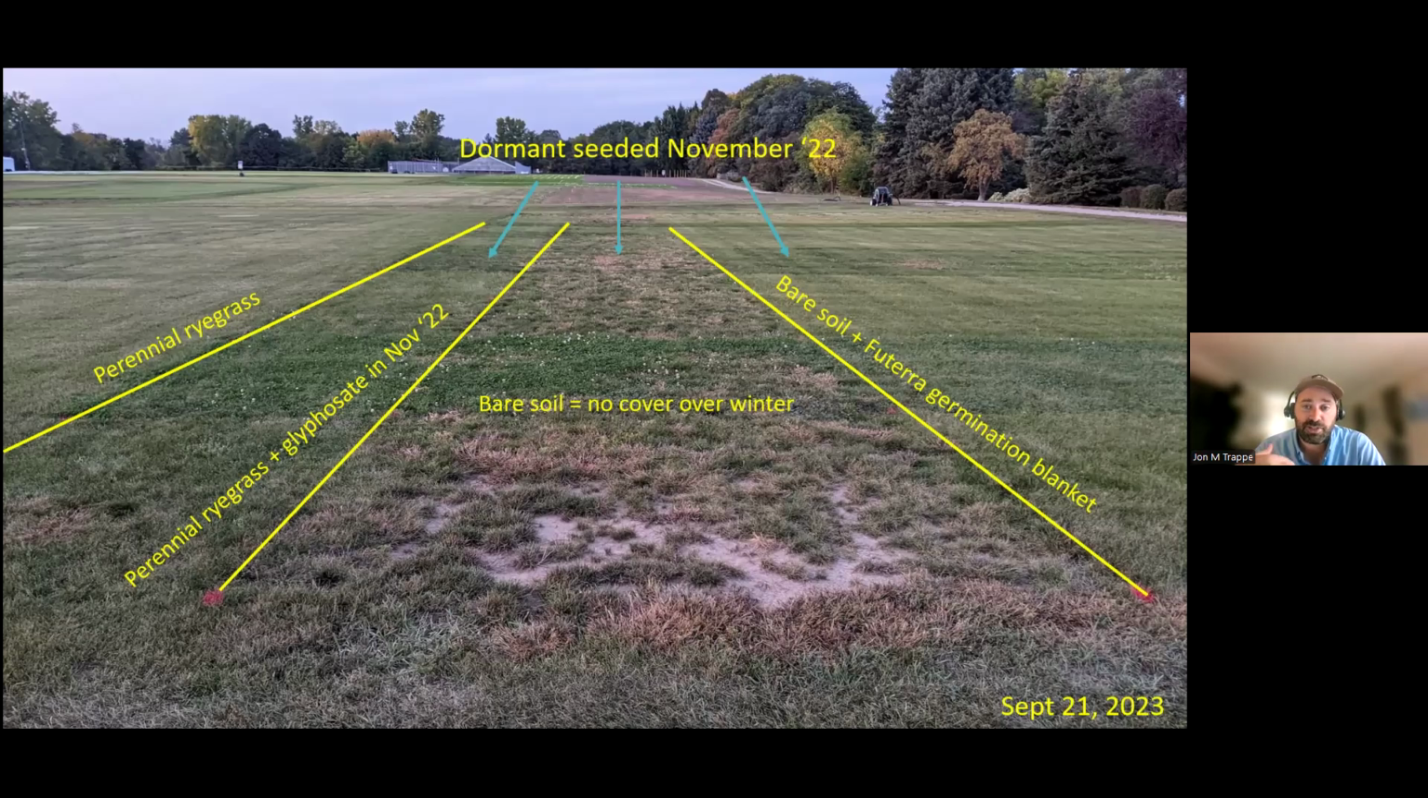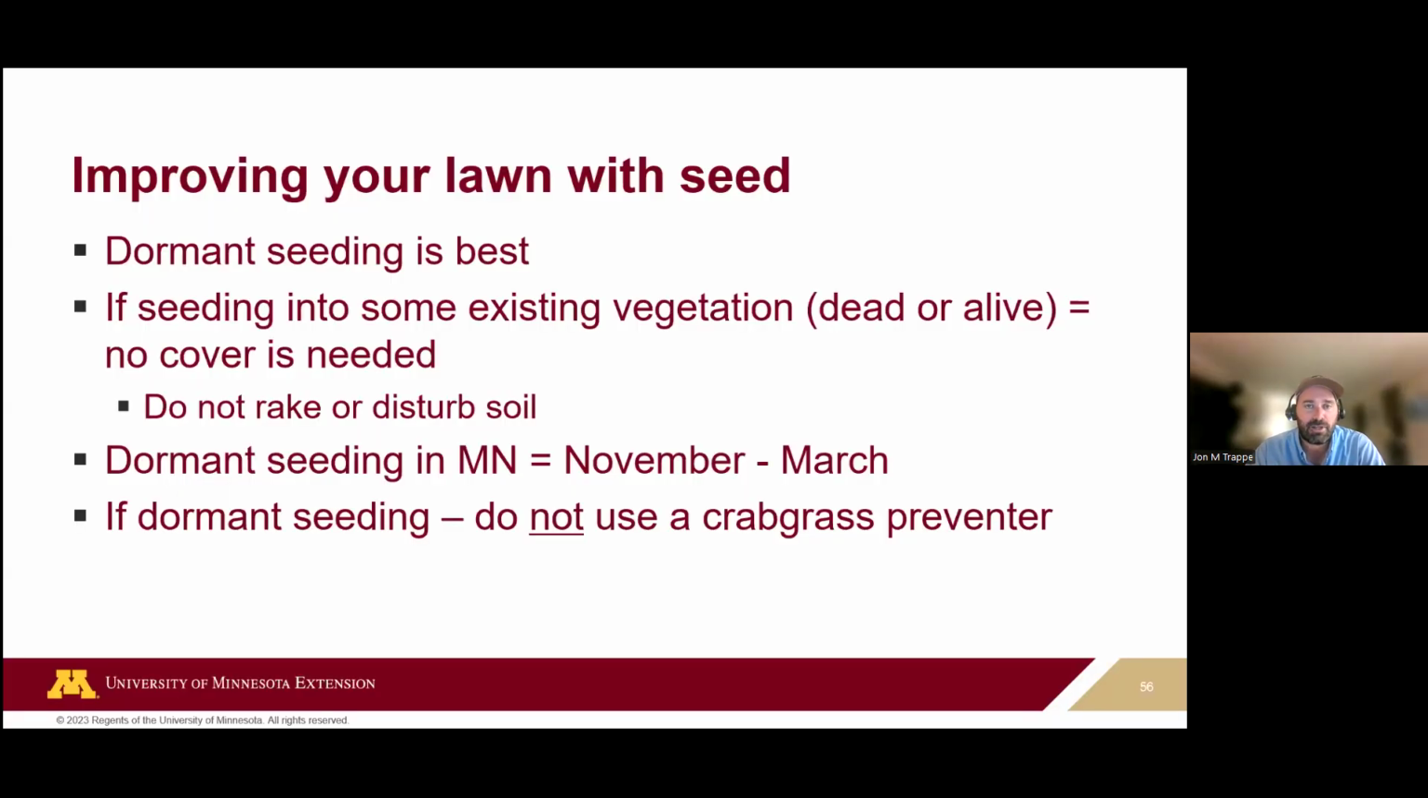When we were dormant seeding, we just spread the seed. We do not do any soil disturbance. In some cases, maybe we killed the existing vegetation, or in other cases, we covered up the seed bed with a germination blanket after the fact. But dormant seeding is by far the best way if someone's looking to improve their lawn with seed. Dormant seeding is kind of foolproof. For most lawns, it's just spreading the seed over the lawn surface and allowing the natural freeze thaw cycle over winter to work that seed down into the soil. It really promotes seed to soil contact, which is so important for establishment.